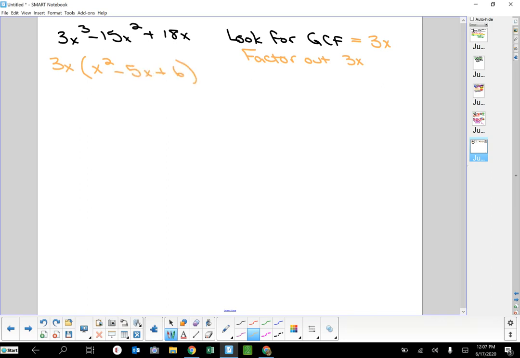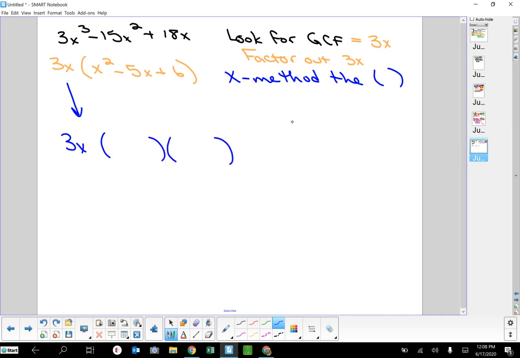And now you're going to x method only what's in the parentheses. And your 3x will stay out in front of your answer. So it's going to look something like that when you're done. So I x method. This becomes your ax squared plus bx plus c. This guy's essentially gone. It doesn't matter anymore. Try not to look at it. Cover it if you need to.